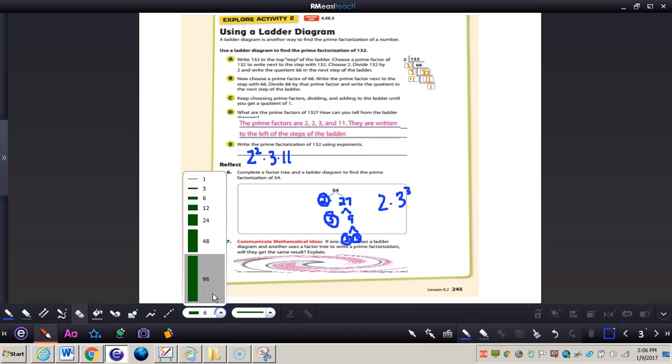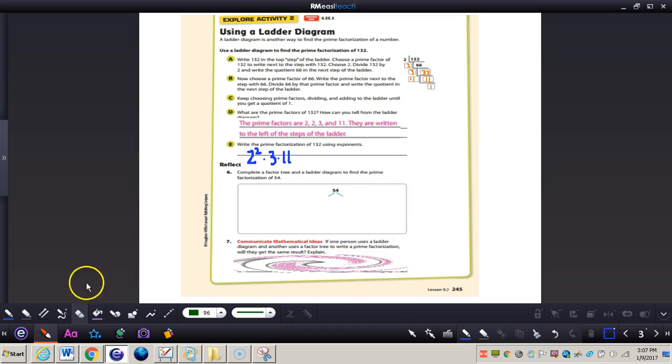So let's take a look and see what that looks like using a ladder diagram. And first of all, we're going to have 54 written out, and let's do this together. I'm going to make that ladder. And a prime factor of 54 is 2. I know 54 divided by 2 is going to give me 27. And then a prime factor of 27 is 3. 27 divided by 3 is 9. A prime factor of 9 is 3. 9 divided by 3 is 3. A prime factor of 3 is 3, and then 3 divided by 3 is 1. Remember, with a ladder diagram, you continue to move down the steps until you have a quotient of 1. So same prime factorization, even though we did it two separate ways. Prime factorization is 2 times 3 to the power of 3.